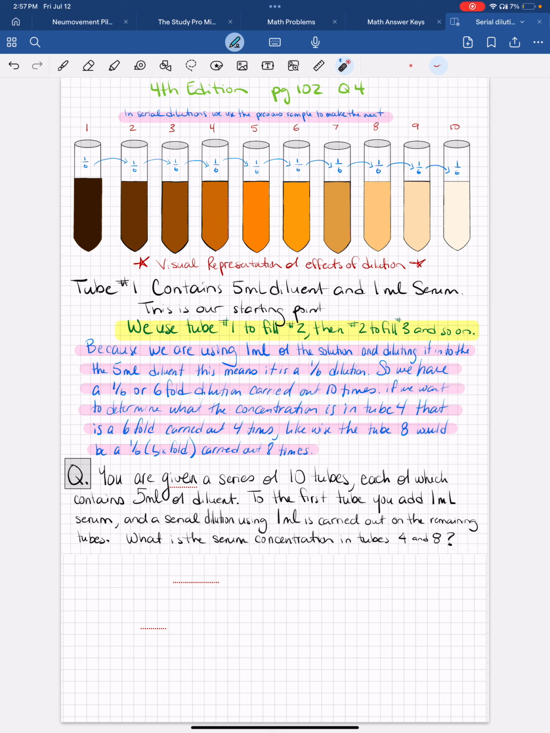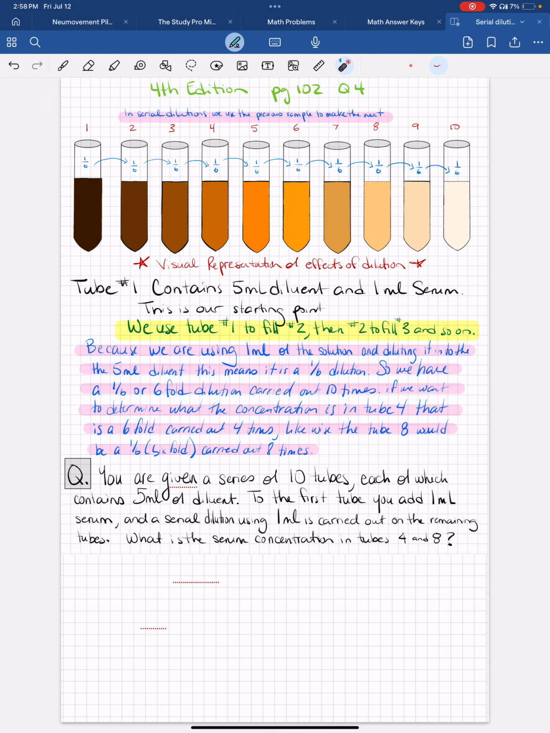But what that means is we're going to take 1 mL from tube number 1 and place it into 5 mL of diluent in tube number 2. And so that's going to further dilute that serum from tube number 1. And again, for tube number 3, same thing. We take 1 mL from here and place it into tube number 3, which again further dilutes the sample, and so on and so forth. So you can see in the color representation that as we continue to tube 10, we're getting very small concentrations of the serum contained in our diluent.